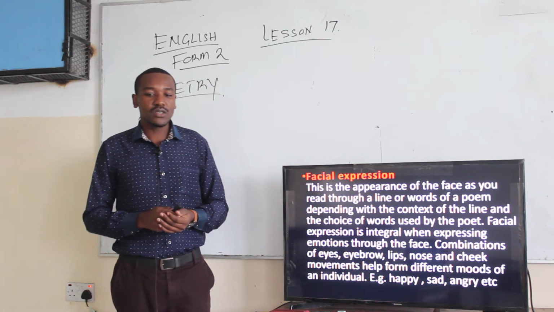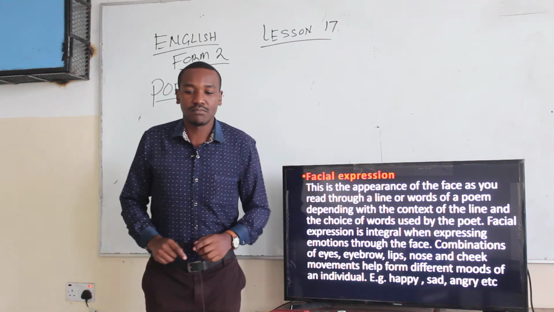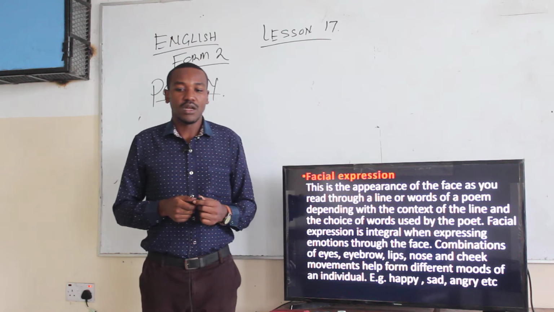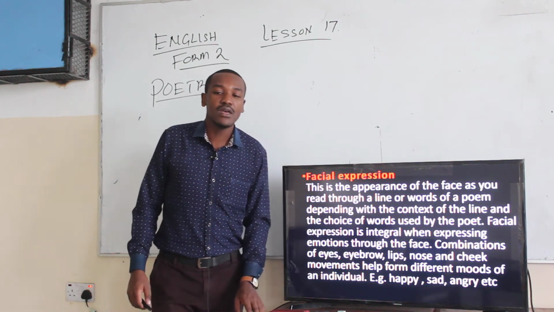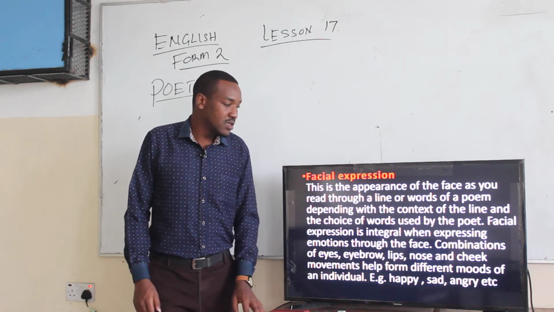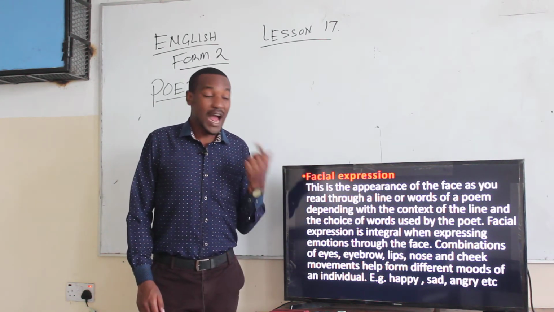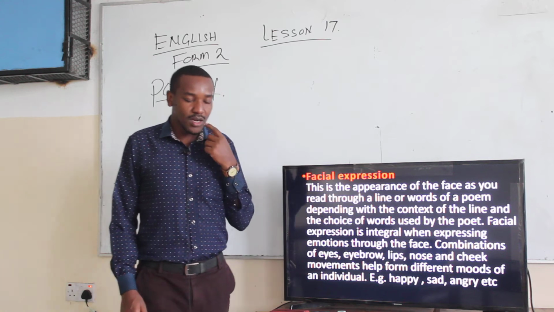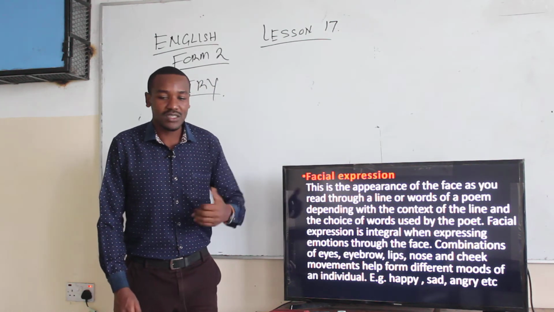Okay? And this is a combination of the eyes, the eyebrows, the lips, the nose, and also the cheek movements. Now, they help to form different moods of an individual, for example, when someone is happy, or sad, or even angry, upset, dissatisfied, disappointed, and so on and so forth. You've seen these people, how they make the face, and then a certain look, yeah? And after getting that look, you'll know, come on, there is no respect, right? So our facial expressions are very, very important in communication.